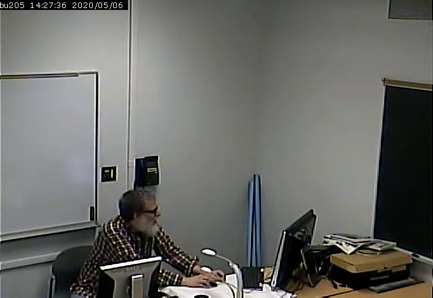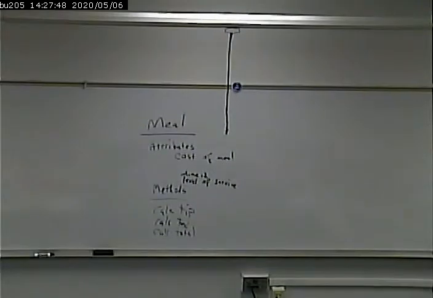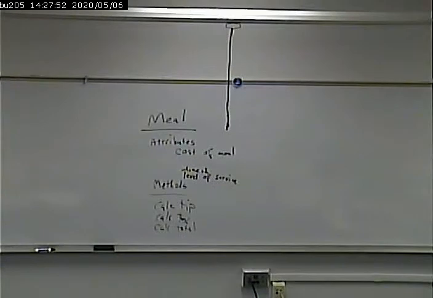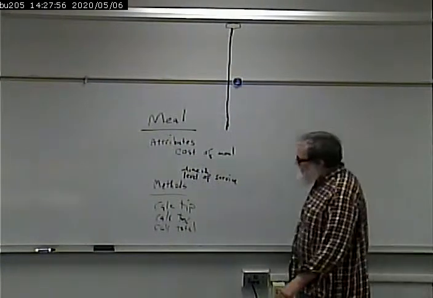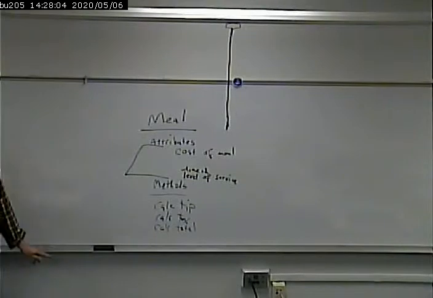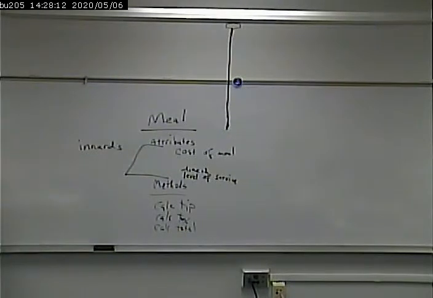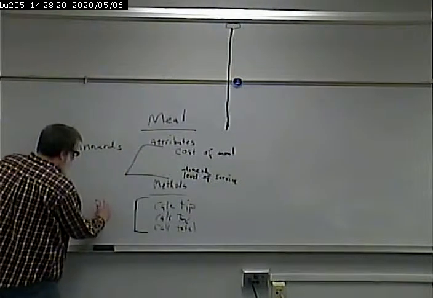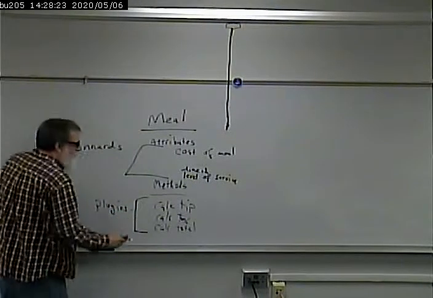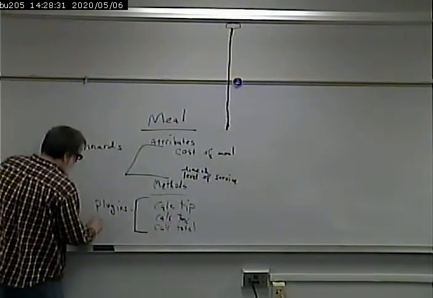Now, how does this apply when we're talking about software? Well, it applies like this. Think of these attributes as, to use a technical term, the innards of the object, the innards of the class, the guts of the class. Think of these as being the plugins. What do I want to say? The jacks, the slots, the things that you plug in together, the interfaces.